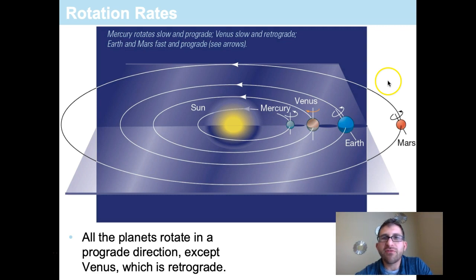Now, if you look at this diagram, you'll notice that all of the planets are going around the Sun in the same direction, counterclockwise from the top-down view. The rotational rates and directions of all of the planets, except for Venus, are also counterclockwise. Venus is, however, going clockwise from the top-down view. And in astronomy, instead of clockwise and counterclockwise, we use the terms prograde and retrograde. So all of the planets are rotating prograde, with the exception of Venus, which is going opposite, or retrograde.